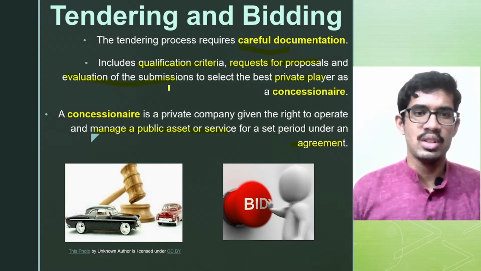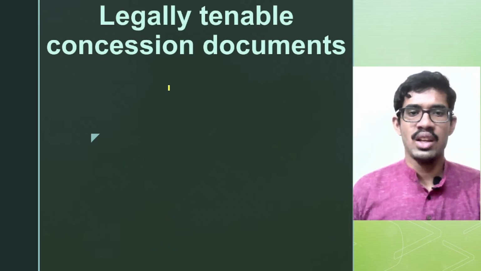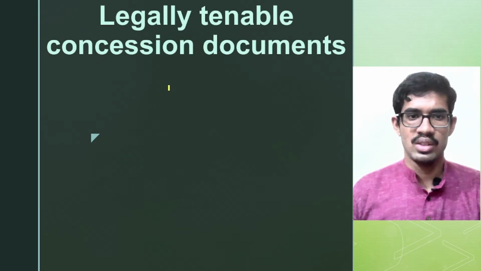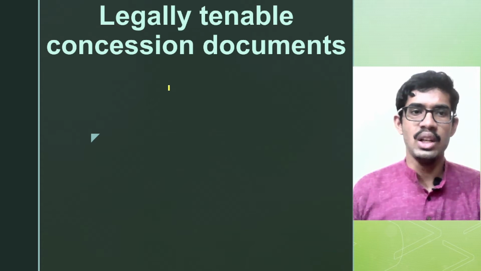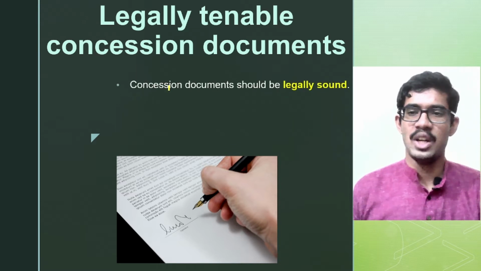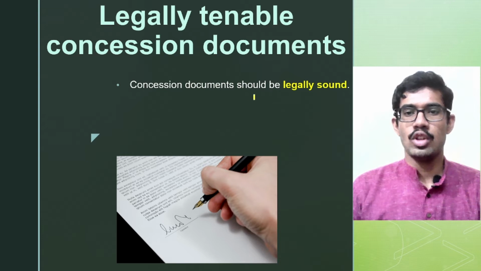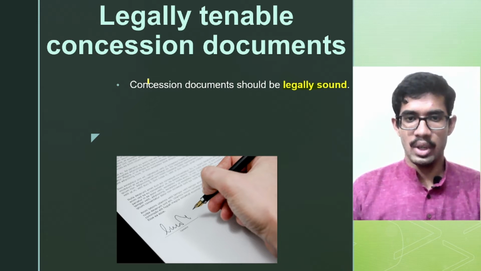After learning about this, let us now learn about the next key implication of triple P in infrastructure, that is legally tenable concession documents. This is just a visual of a person signing a concession document. This might be a private player, right? Concession documents should be legally sound. Why? Because in future there shouldn't be any complications with respect to this legal document.